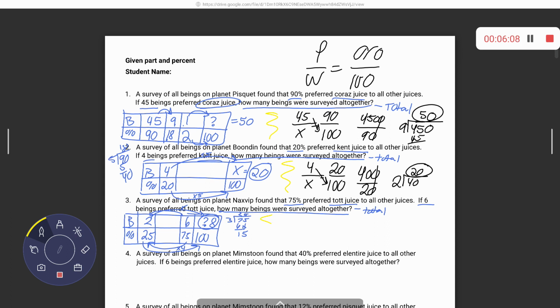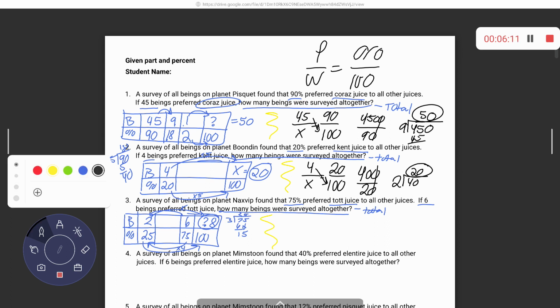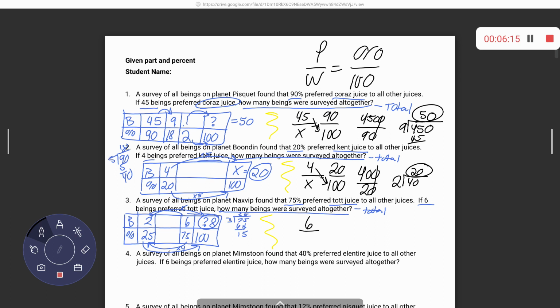Now let's try a different method. So your part is 6. Your whole you don't know. Your percentage is just 75 over 100. So you're going to multiply 6 times 100, which is 600. And then you're going to divide by 75. Well, 75 can't go into 60, so it's 0. So now you have to figure out how many times 75 goes into 600, and it comes out to 8. So 8 beings is my final answer.